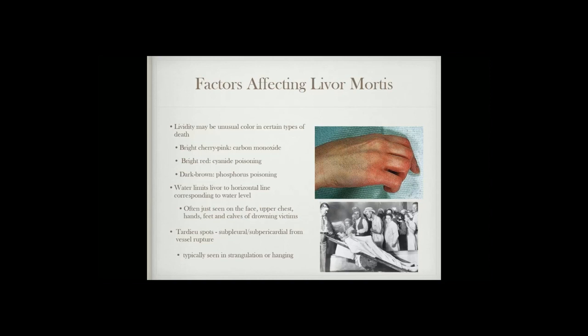Cyanide poisoning can result in a bright red color, and phosphorus poisoning is indicated by a dark brown lividity. Individuals who have lost a lot of blood or were anemic will show a pale pink color pattern, and sometimes livor can be barely seen in these cases.